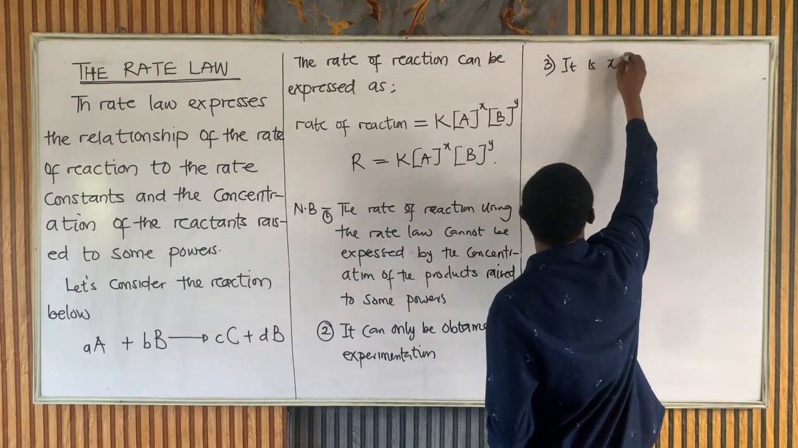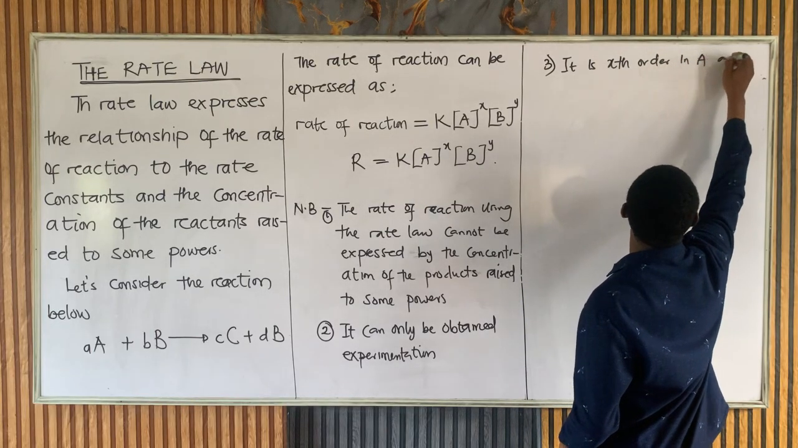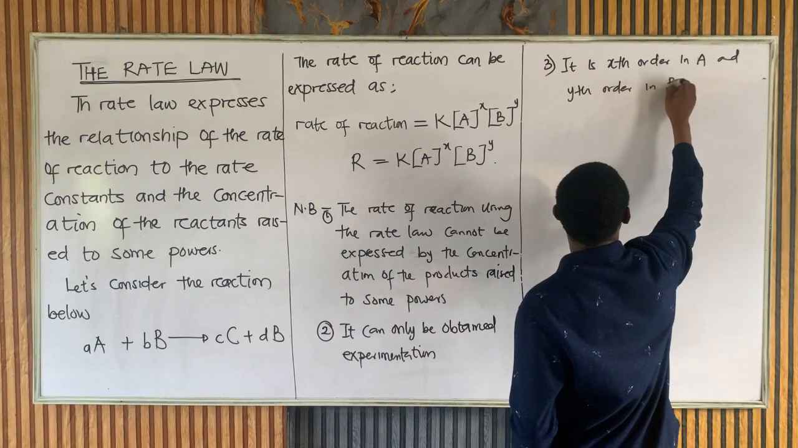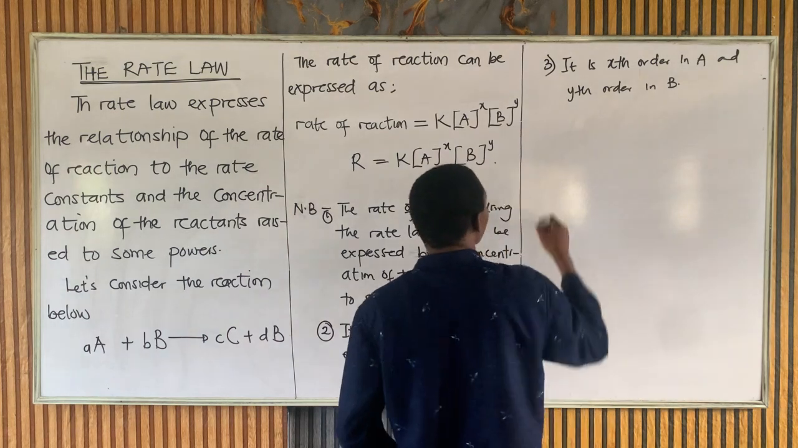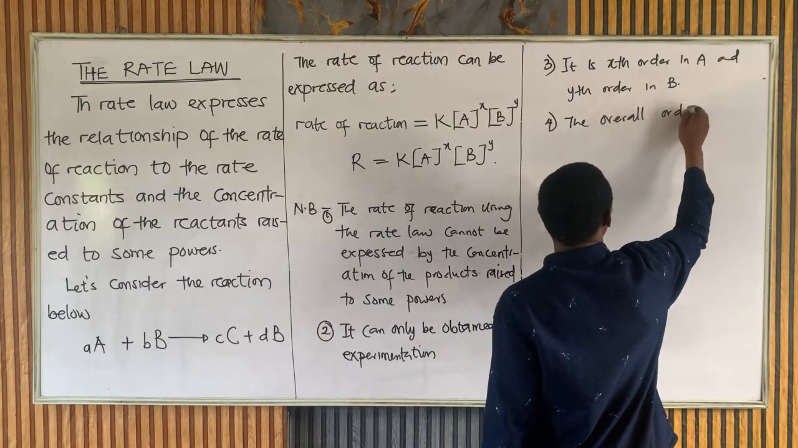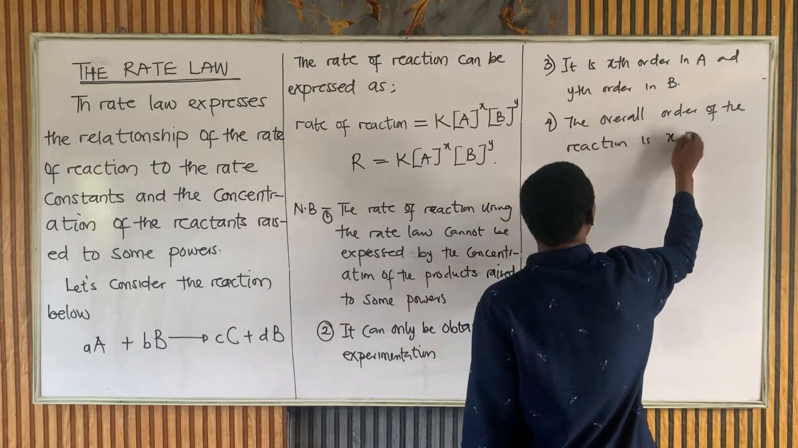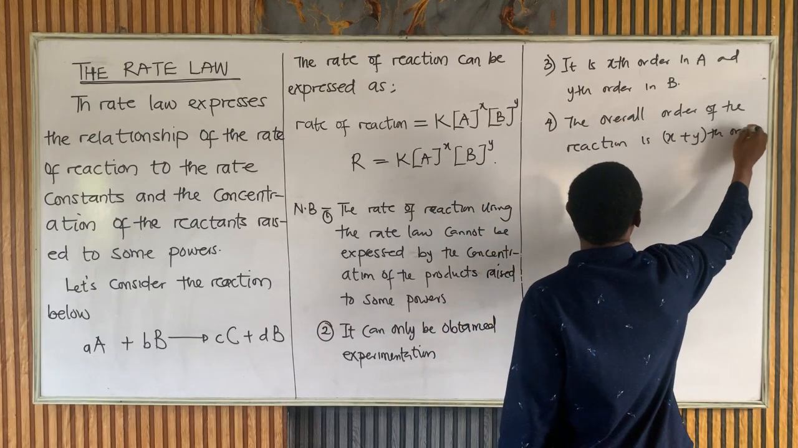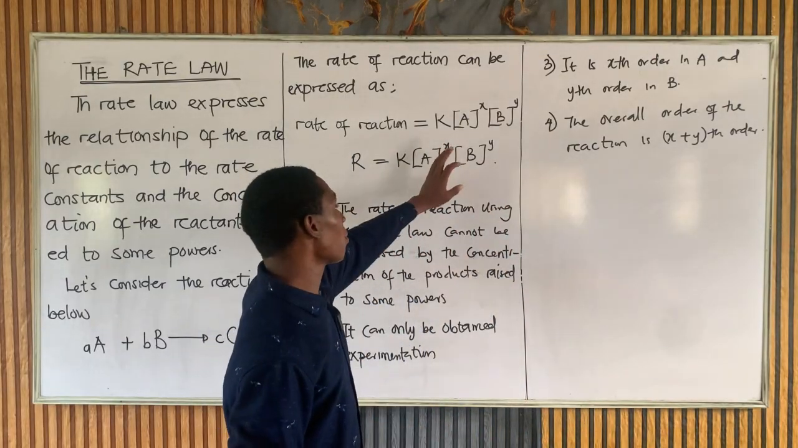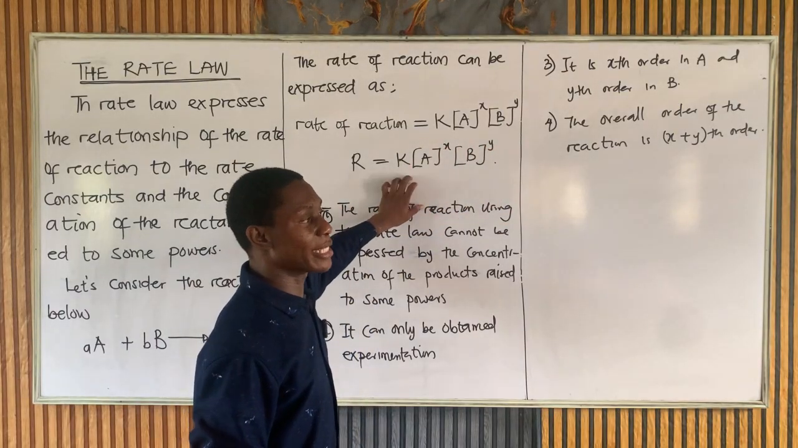Number 3 is that it is X order in A and Y order in B. And also the overall order of the reaction is X plus Y order. What this simply means is that we need to get the value of X and Y, and then the K. The K is called the rate constant.